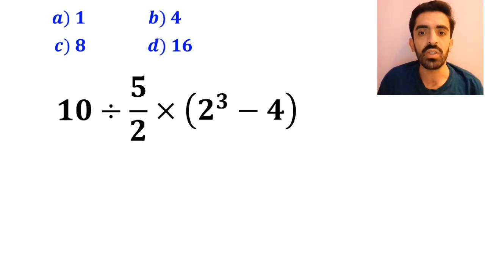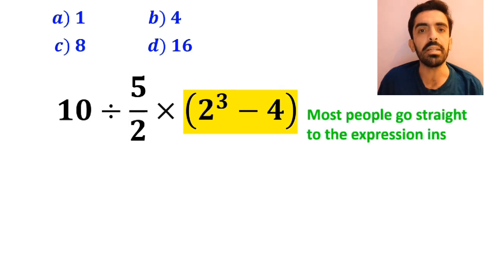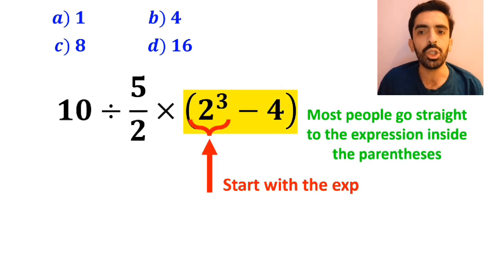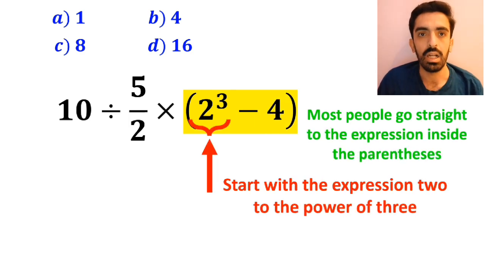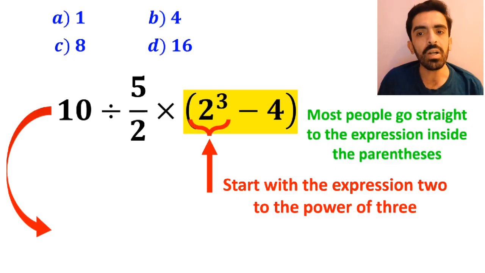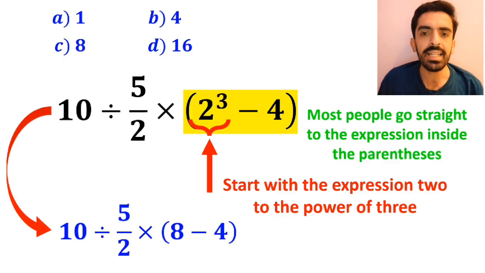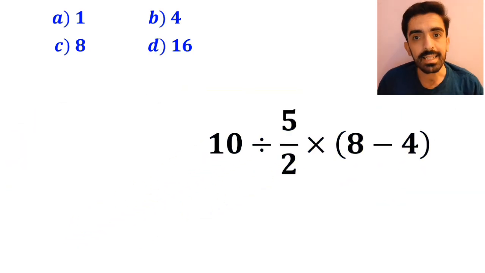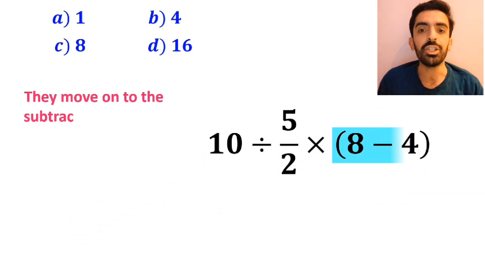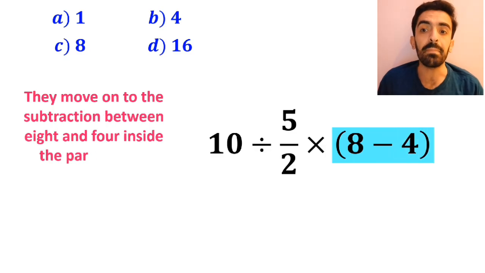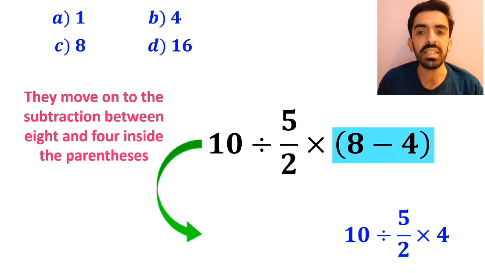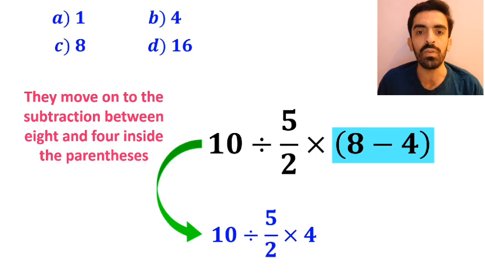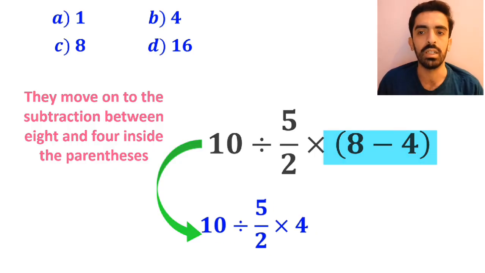In the first step of solving this question, most people go straight to the expression inside the parentheses and start with 2 to the power of 3. So, instead of the original expression, they write 10 divided by 5/2 times (8 - 4). In the next step, they move on to the subtraction between 8 and 4 inside the parentheses and simplify this expression to 10 divided by 5/2 multiplied by 4.